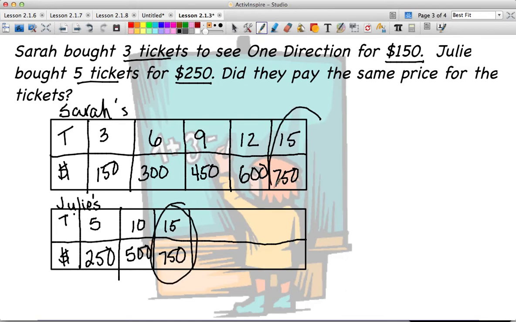All right, so here we go. We have the number of tickets being the same. In this case, the number of tickets purchased was the 15. And then the price of the tickets was $750 for both of them. So we can conclude that Sarah and Julie did pay the same price for the tickets. Even though we're looking at 3 tickets being $150 and 5 tickets being $250, because we were able to compare them with a common number of tickets and got a common price, we can conclude that it was the same.